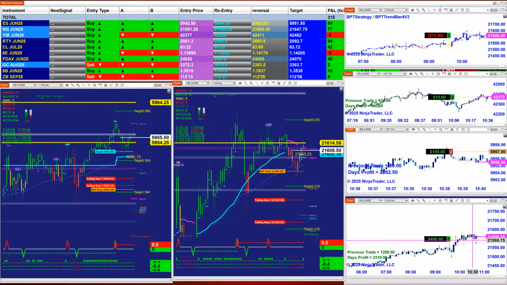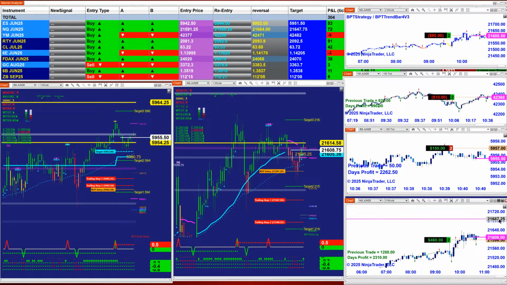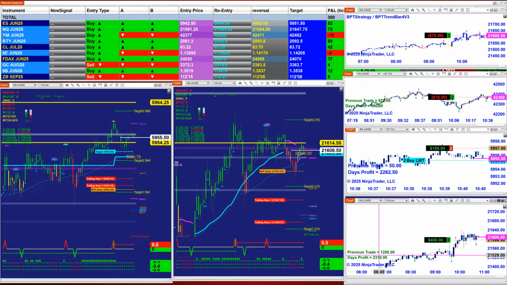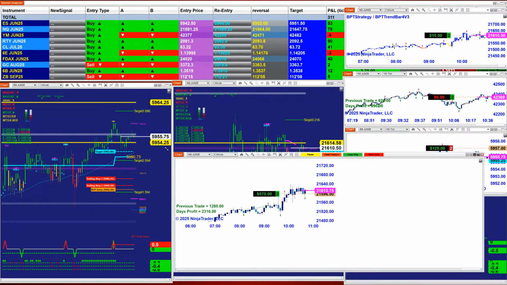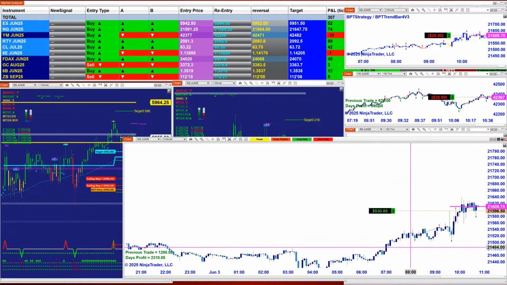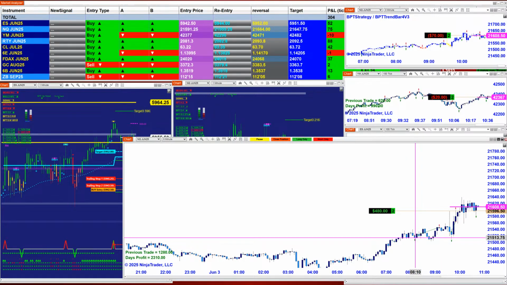On the 5 minutes scalper, we got $500, and we already have 2,300, and we started at 8 o'clock. We started at 8 o'clock, so this is really, really good.